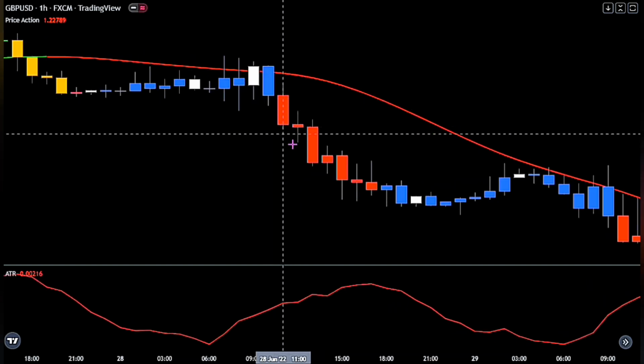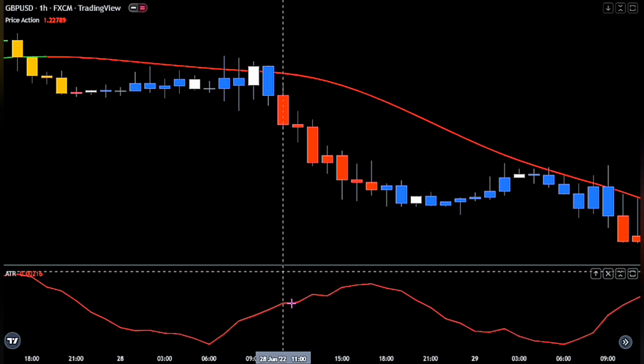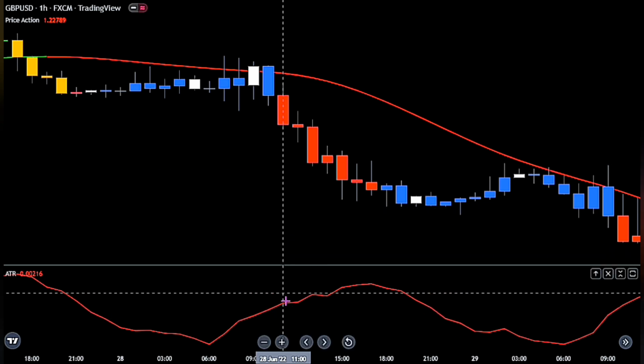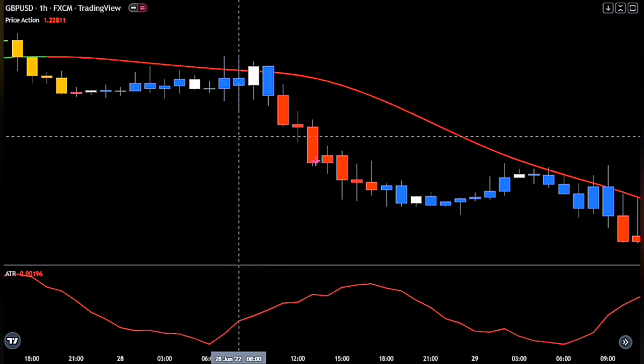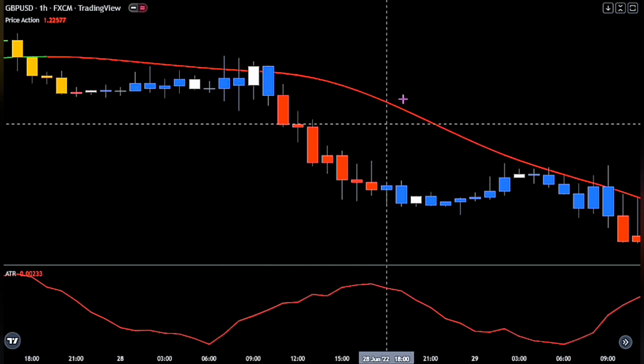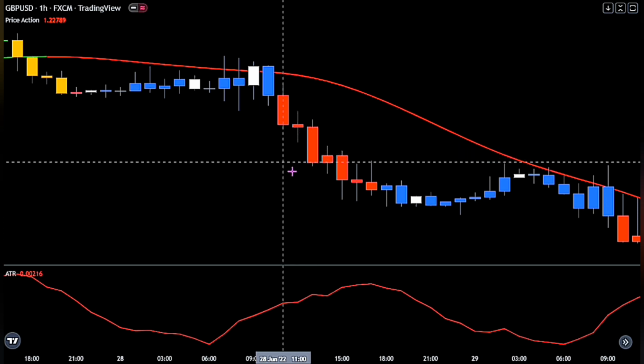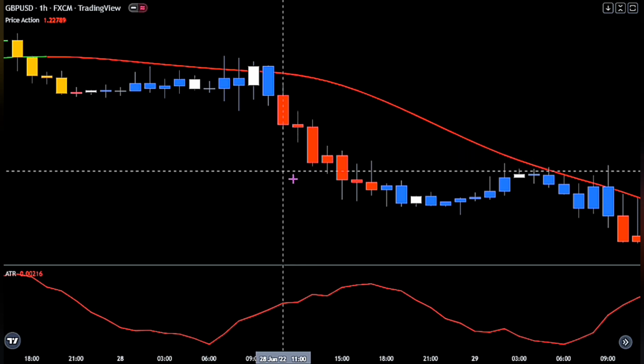Now what we want to do is take a look at that ATR indicator and see what the actual value of the ATR is. So it's 216. 216 means that the price could move 216 pips in any given direction within one candlestick. So now we know the trade entry and the value of the ATR.